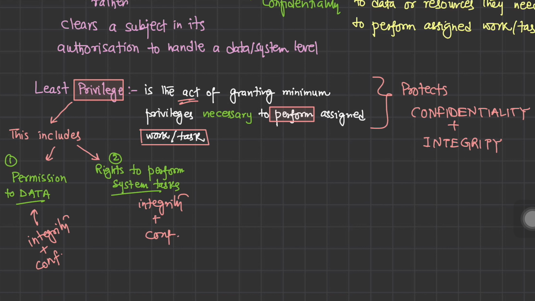So least privilege is the act of granting the minimum privilege necessary to perform an assigned work or task, right? Least privilege is the verb, you can say, and need to know is not the verb, it's the definition or the statement which defines the security clearance of a subject, right? Both are related with data and system access and authorization, and least privilege protects confidentiality and integrity of the data, right? So I hope this whole term, separation of duty, need to know and least privilege, is understood holistically.